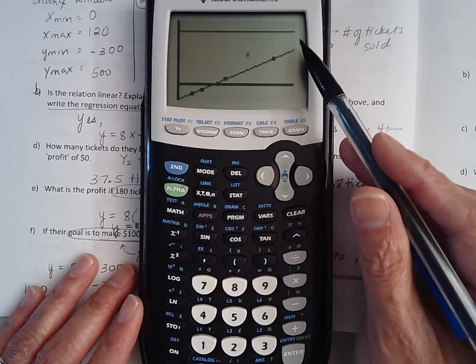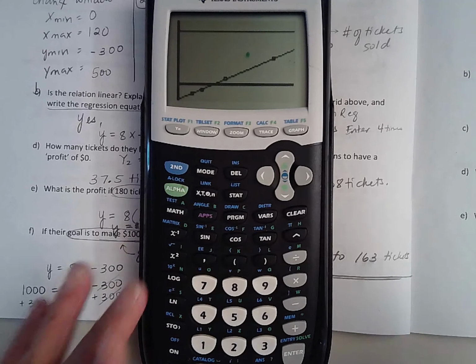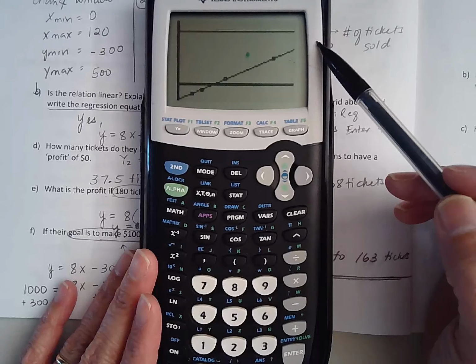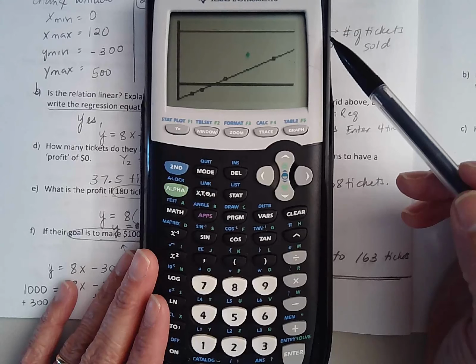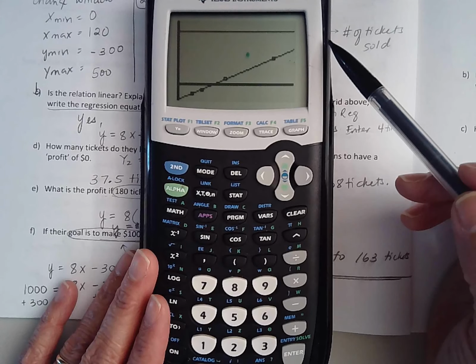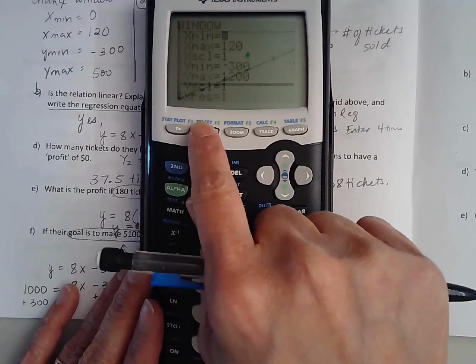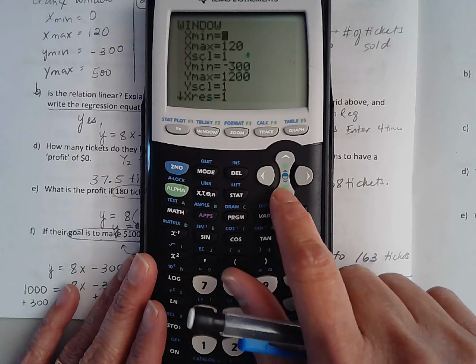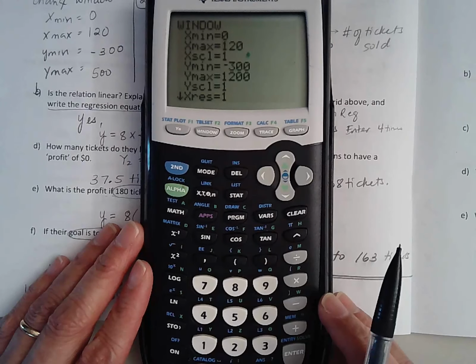At this particular point, we can't see their point of intersection, right? So what do you think we need to change so that we can eventually find the point of intersection? X max as well, right? Okay, so let's go change X max. So right now our X is 120. What should we change it to?